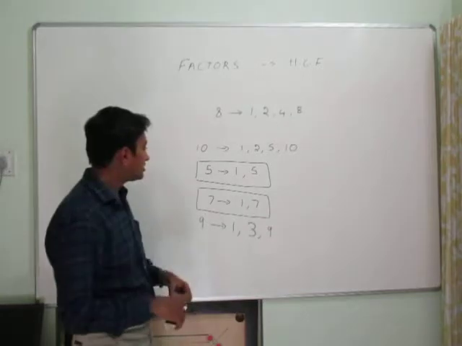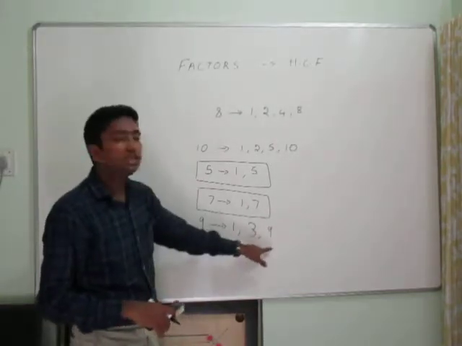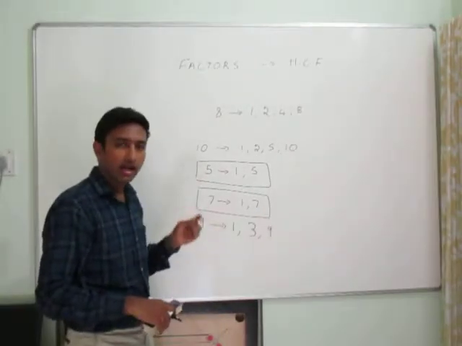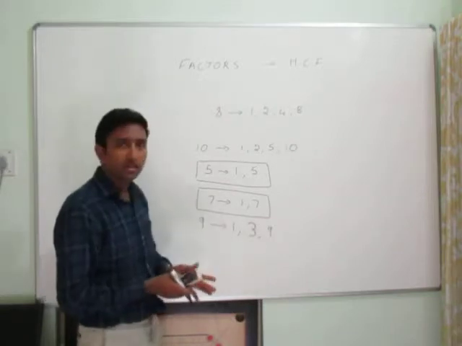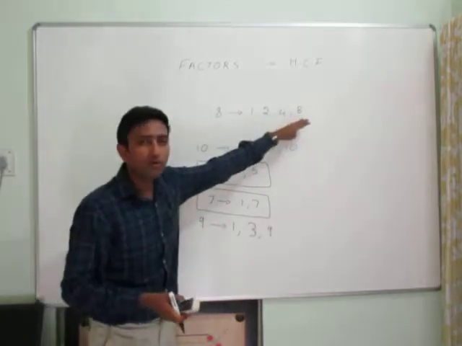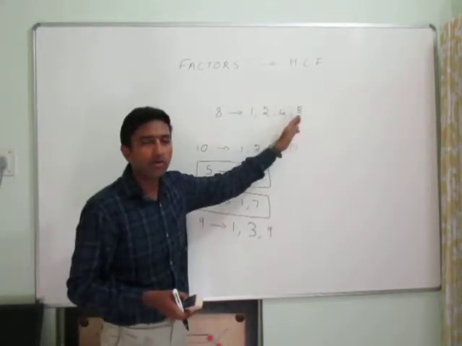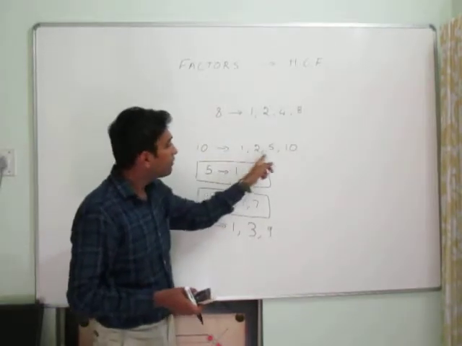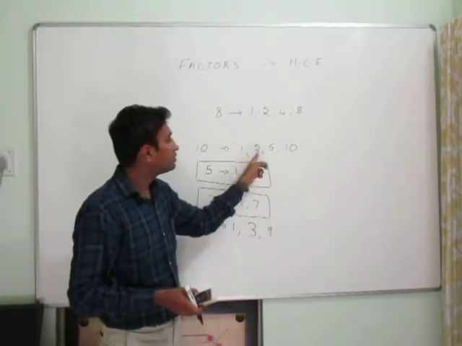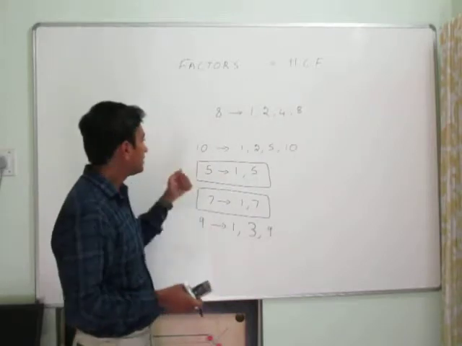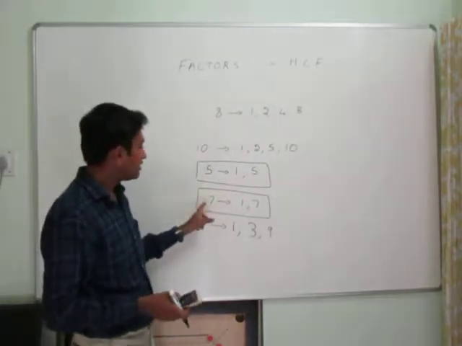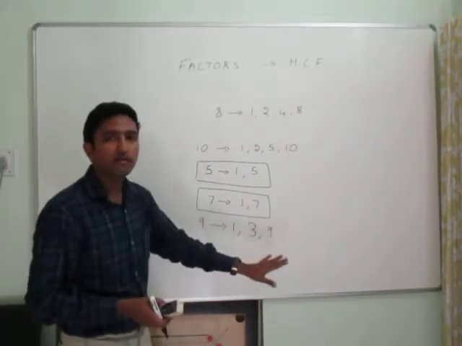How many factors does 9 have? 1, 3 and 9. 9 has 3 factors. Now see this once again. 8 has 4 factors and I have written what they are: 1, 2, 4 and 8. 10 has 4 factors. I have written what they are: 1, 2, 5 and 10. Next, 5 has 2 factors. 7 has 2 factors. 9 has 3 factors.